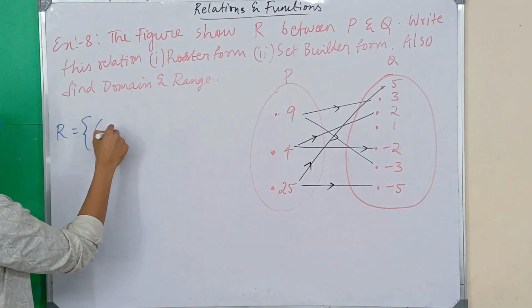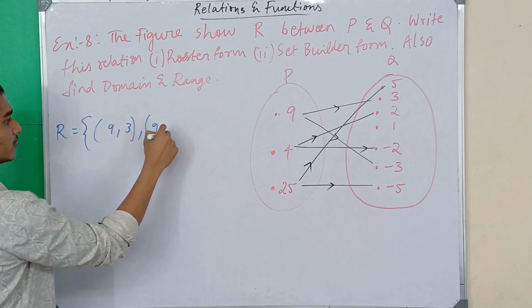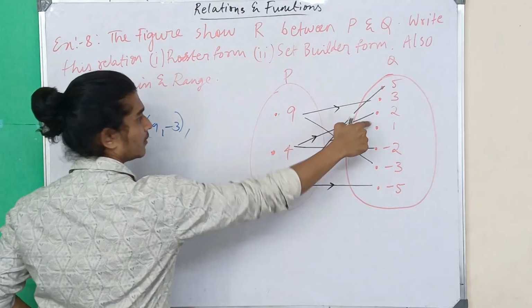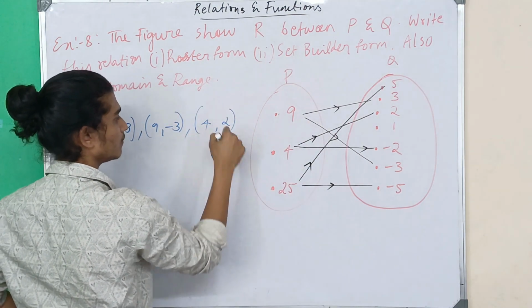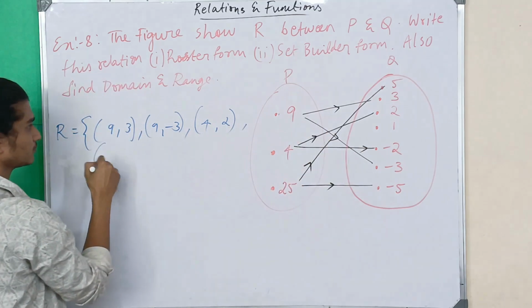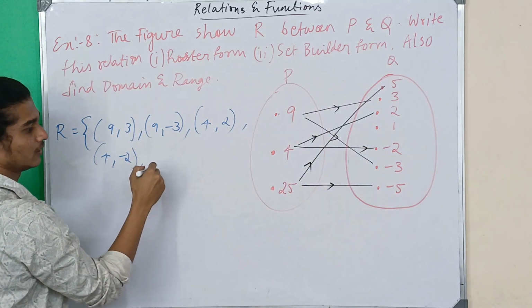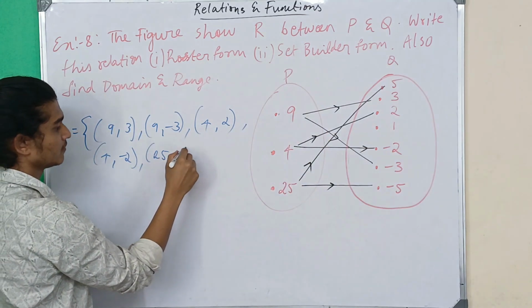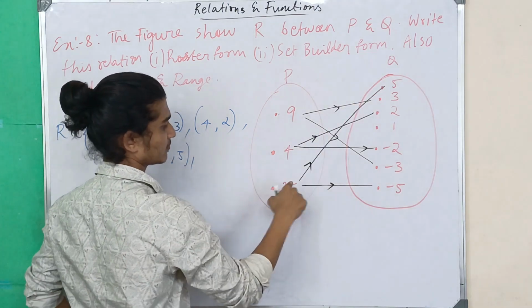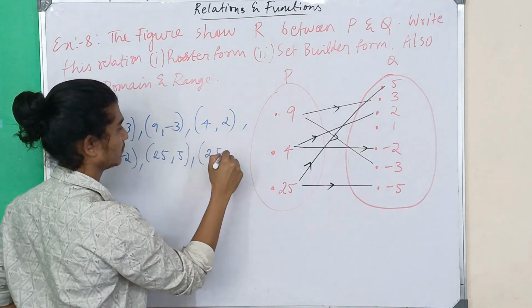So R equal to 9 comma 3, 9 comma minus 3, 4 comma 2, 4 comma minus 2, and then 25 comma 5, 25 comma minus 5.